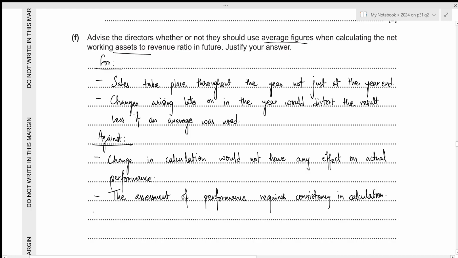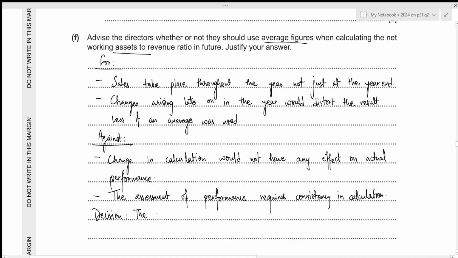Now, based on these factors, we need to make a final decision. Okay, in this case, I would advise the directors to not use the average figures because the changes in the net working assets do not take place evenly throughout the year. So even the average figure will not provide more accurate information on the actual performance.